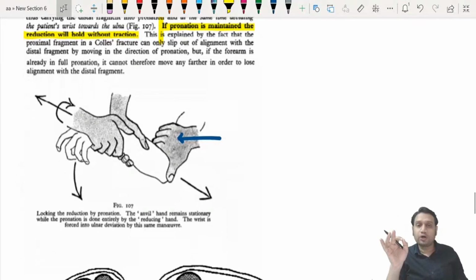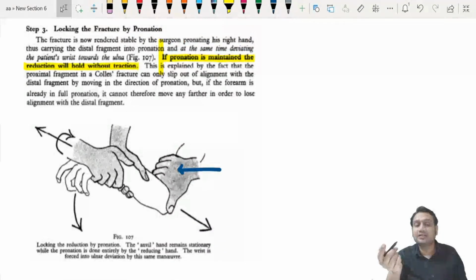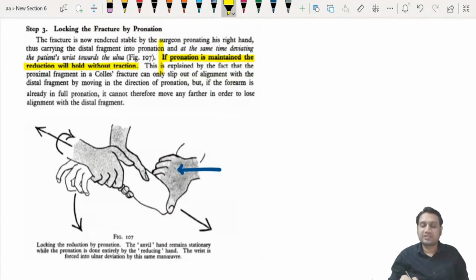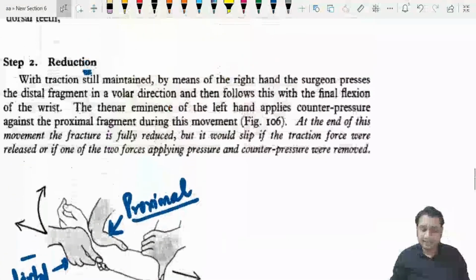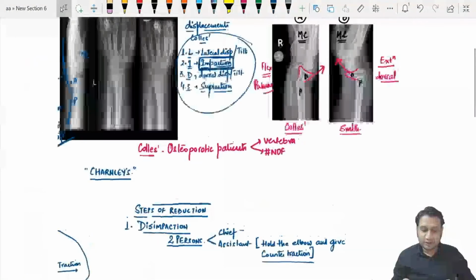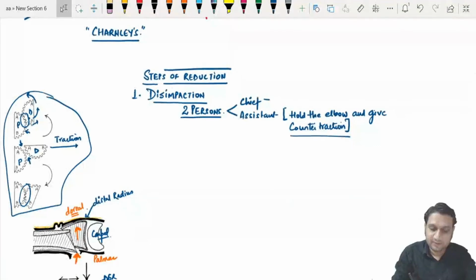So it was locked. Now once you are locking it, what do you have to do? You have to apply the plaster. Understand this? So I hope step 1 is clear. I'll write here. The steps are clear. So what have we done? We have done the disimpaction. Second step, how have we done the disimpaction? Disimpaction has been done in two ways.